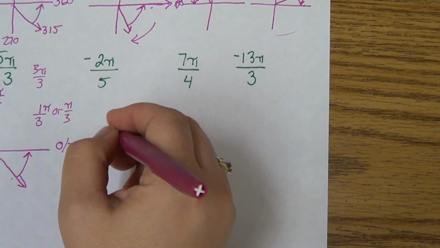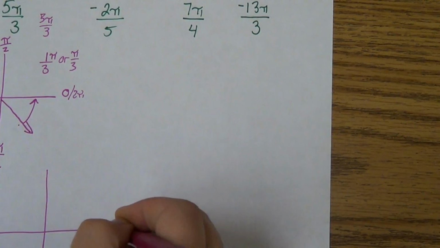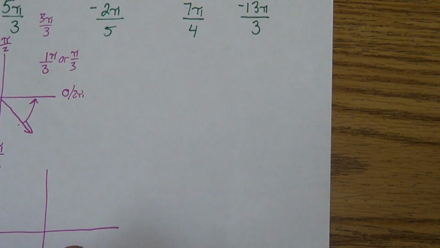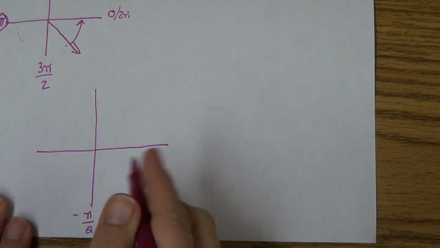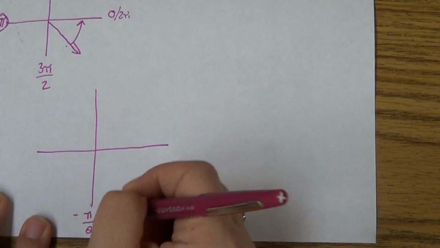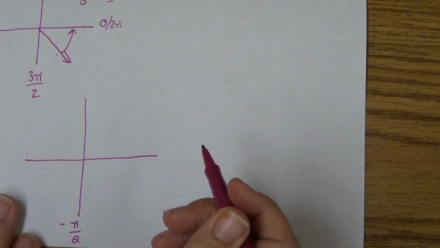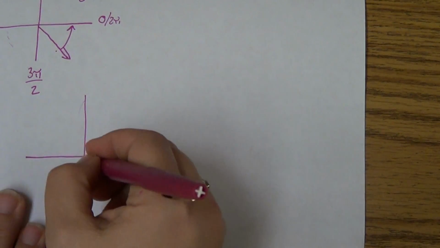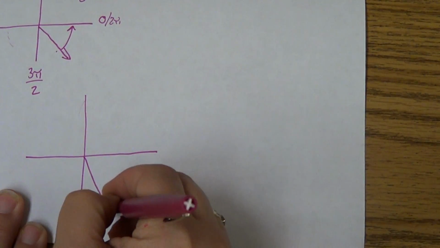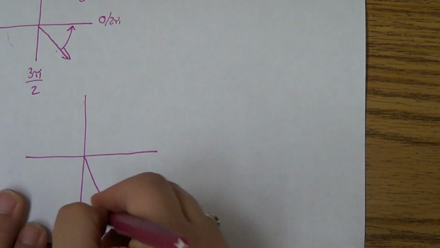Okay, negative 2 pi over 5. Let me move this down here, and I'm going to do this one down here because we're running out of space. Negative 2 pi over 5. Again, if we're going backwards, this is negative pi over 2. It's positive 3 pi over 2, but if we're going backwards, these two kind of flip. So 2 pi over 5. 2 over 5 is less than half because 2.5 would be half. So 2 pi over 5 would be down here. Negative 2 pi over 5, sorry.